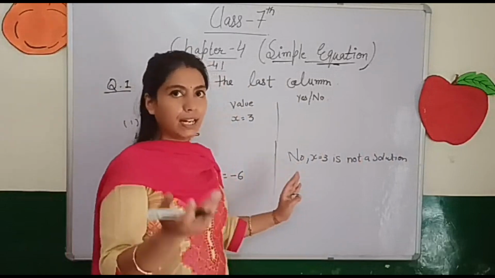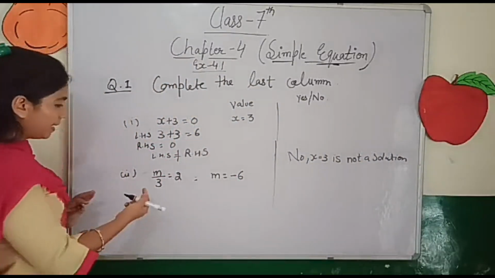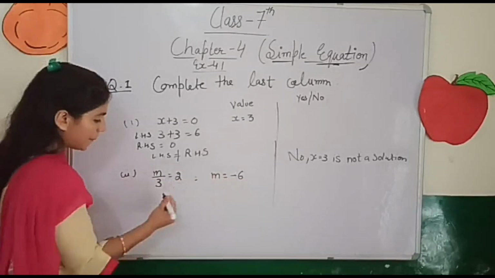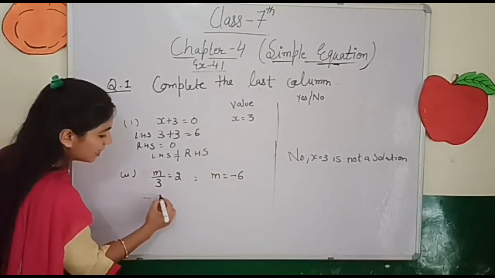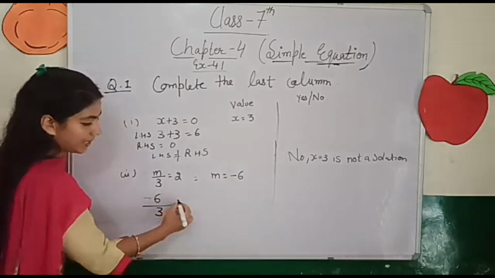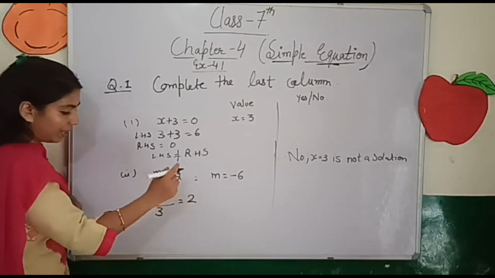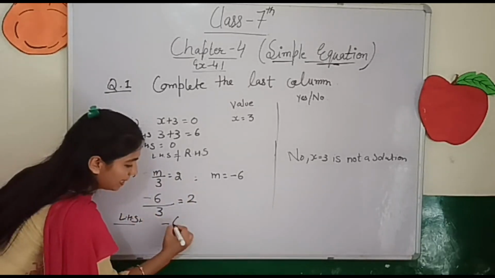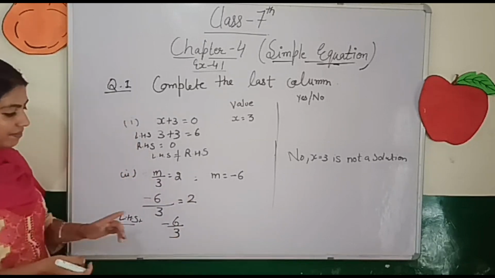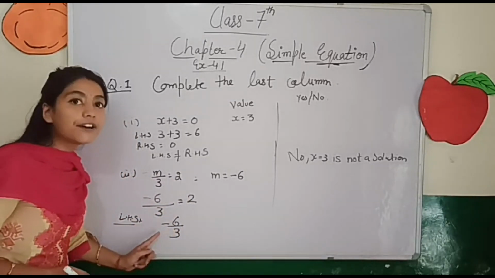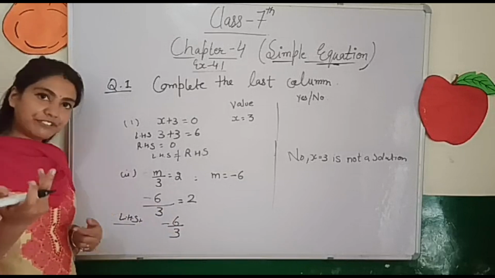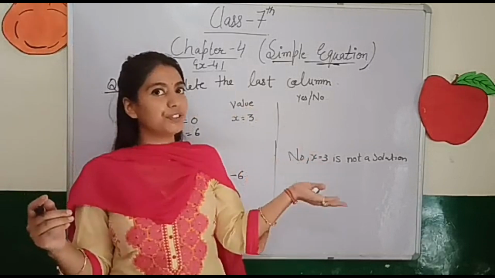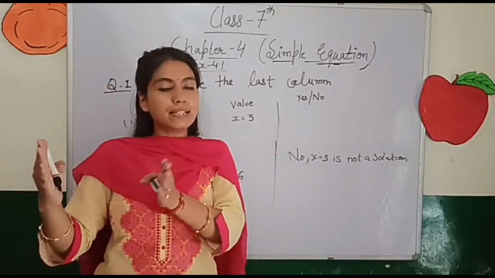It will also work. Now coming to another part, I am going to take n by 3 is equal to 2, meaning n is divided by 3. The value of n is minus 6. So put the value of minus 6 upon 3 is equal to 2. Now take the left hand side first. On the left hand side we have minus 6 upon 3. Upon means fraction, no? So we will do division, or you can say cutting, converting into the simplest term. We have done fractions in class 6. The simplest term is cutting only.